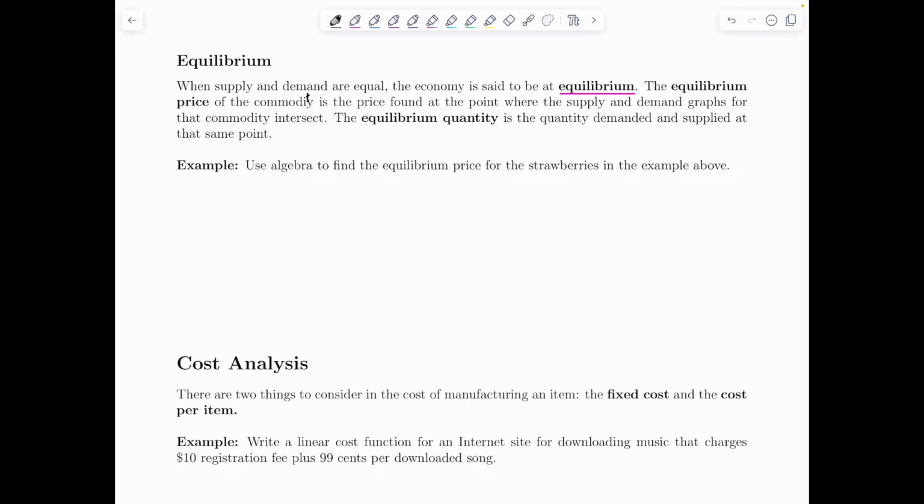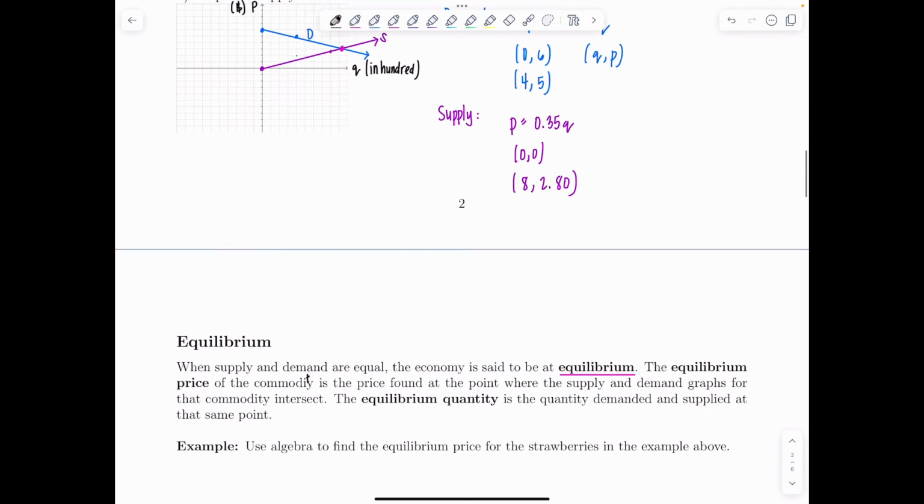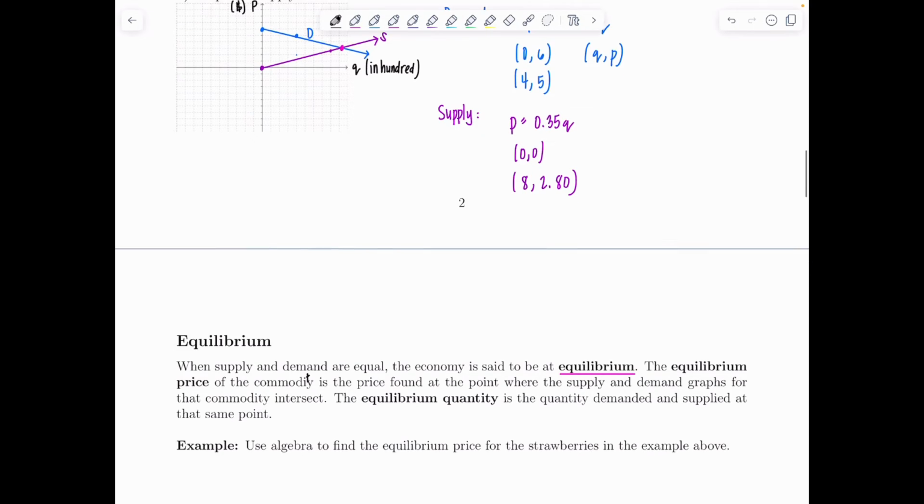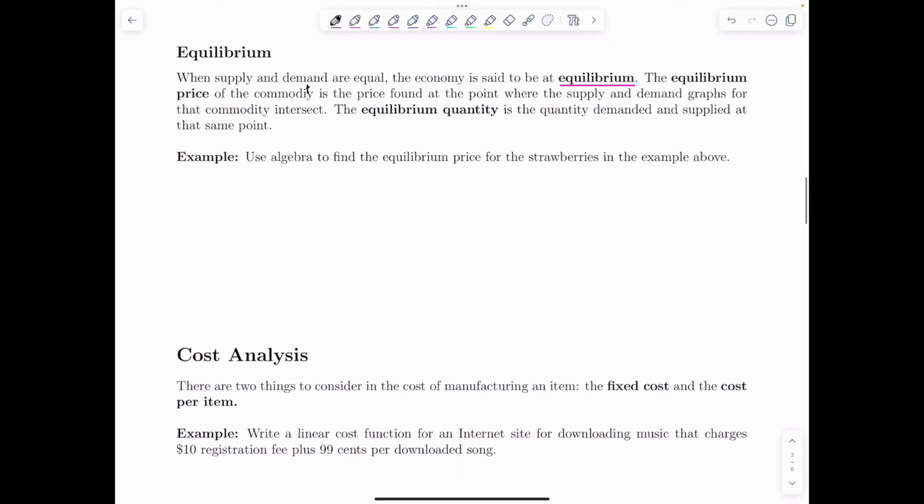So we can kind of eyeball from the graph where this would be, but there's probably some error because I had to hand draw it and whatnot. So let's use algebra to find the equilibrium price for the strawberries in the example above. You're going to set the demand equation equal to your supply equation. So the demand equation was 6 minus 0.25 Q, and I'm going to set that equal to 0.35 Q.